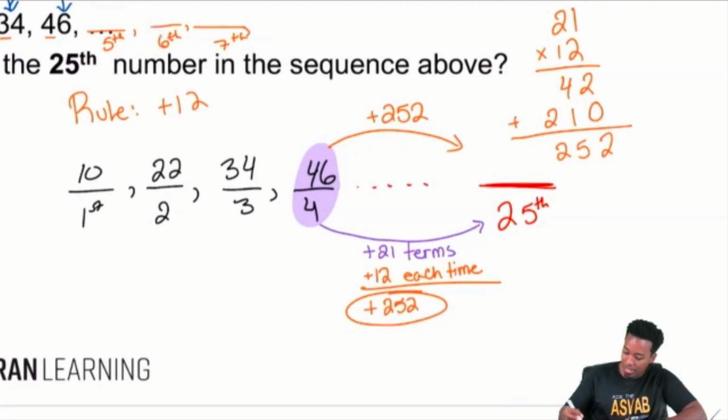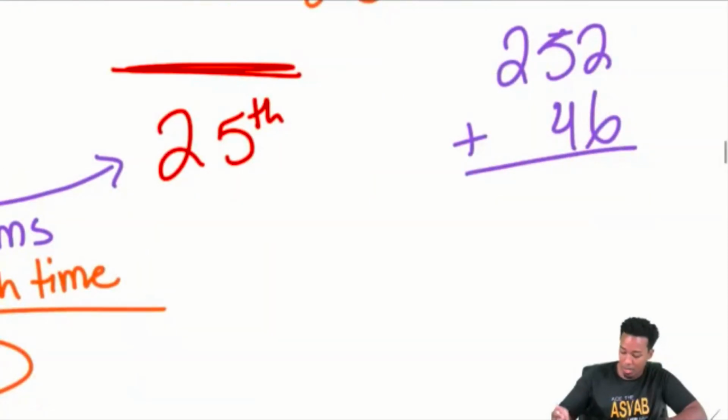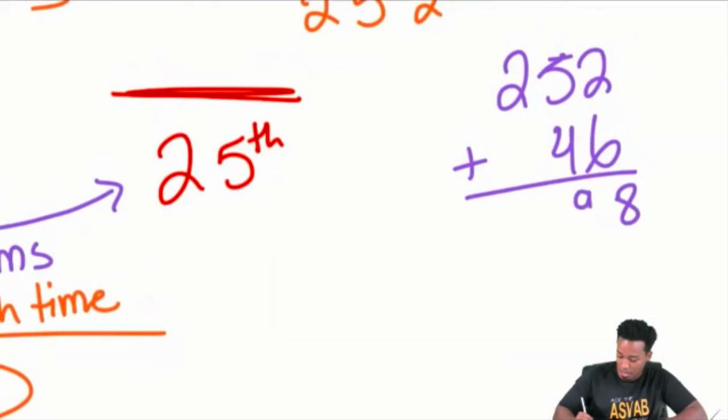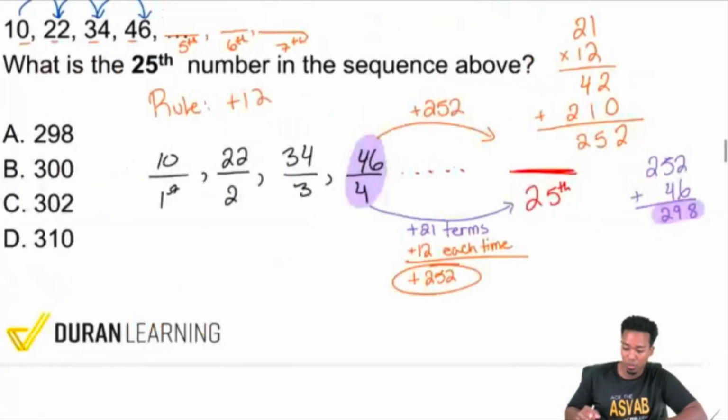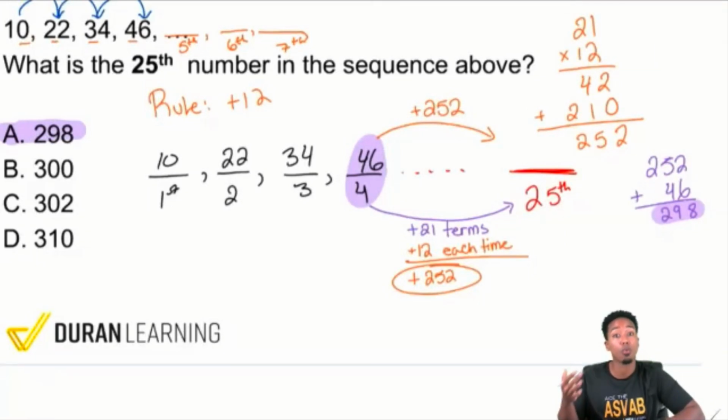So to cap it off, 252 plus 46. What do we get here, everybody? 8, 9, 2. The answer is 298. So that's how you can do it from the 4th term. Everybody, what if we were to go ahead and do it from the 1st term? Let's go ahead and just test things out real quick. Let's go ahead and get risky here. What if I wanted to do it from here?